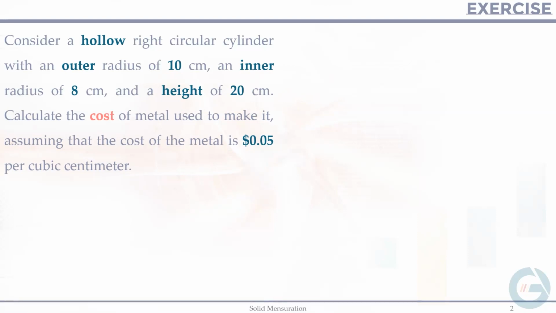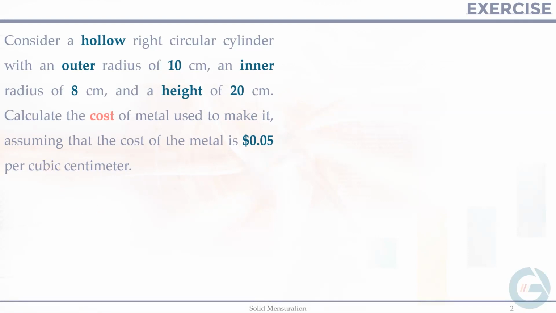Okay, another easy problem for the cylinder. So we have a hollow right circular cylinder with an outer radius of 10 cm and an inner radius of 8 cm and a height of 20 cm. So calculate the cost of metal used to make it, assuming that the cost of metal is $0.05 per cubic centimeter. The rate is in cubic centimeter, which means we are going to calculate for the volume.